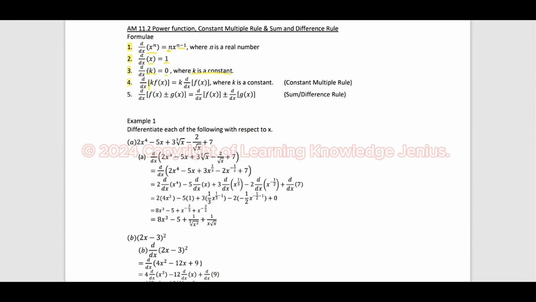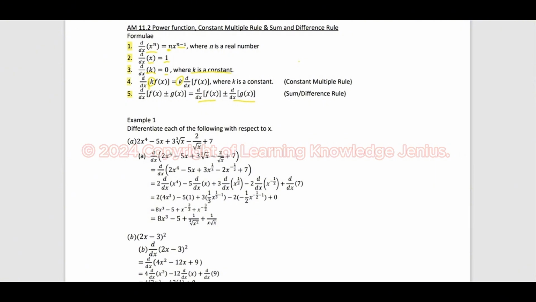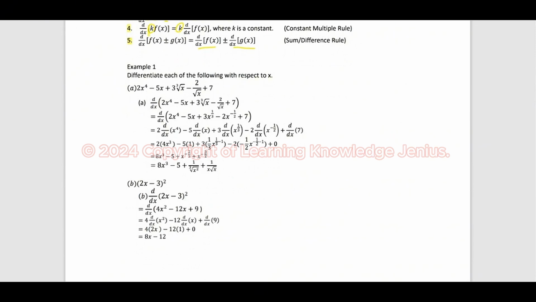Formula number 4: this one is actually a function, but there's a coefficient in front. So we can just bring out this constant and then differentiate it. So it's quite independent and quite simple to know. And then formula number 5, for any addition or subtraction of 2 functions, you can differentiate them independently and then join them. So the below 2 examples, I'm going to use them to demonstrate the above 5 formulas to you. Just very simple, but pay attention to it.